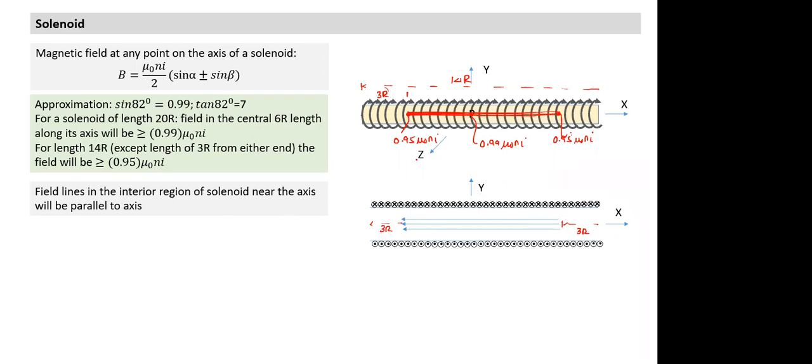Since the variation of field is so small from here to here, and the field is everywhere parallel to the principal axis, I can take the field lines to be parallel to the axis of the solenoid in the interior region. Field lines in the interior region of the solenoid near the axis will be parallel to the axis. This is a conclusion I can arrive at. So that's the reason I can take field lines to be parallel. This is a kind of mathematical proof of what we were talking about last week intuitively.